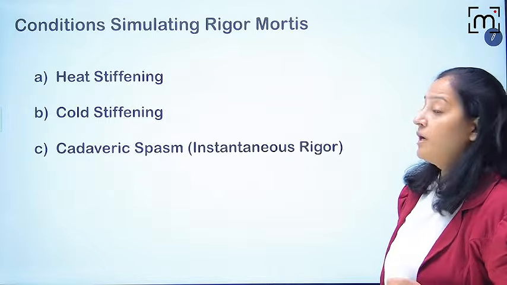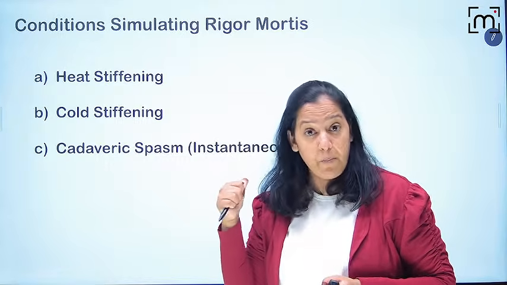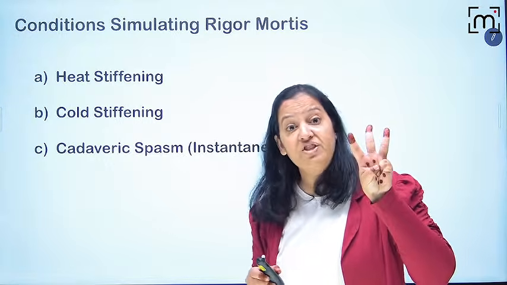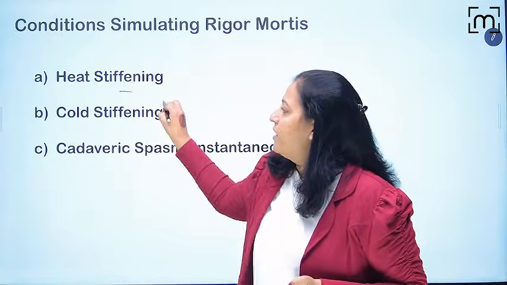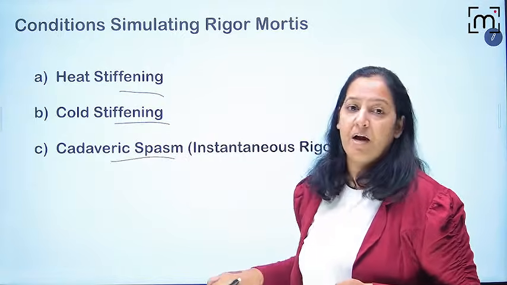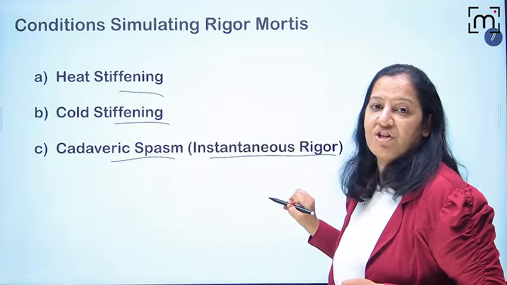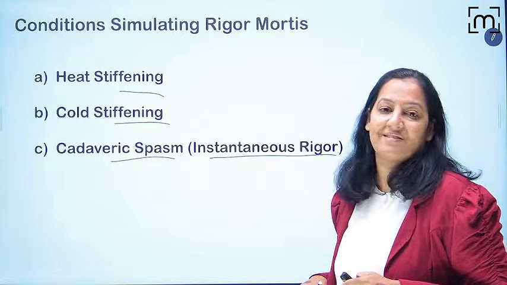Got it. Now the last thing, conditions simulating rigor mortis. It's a very important MCQ as well as university question. There are 3 conditions which simulate rigor mortis, but they are not rigor mortis: heat stiffening, cold stiffening, and cadaveric spasm. Among them, the most important is cadaveric spasm. This is instantaneous contraction after death, not after 1 hour. Rigor mortis develops after 1 hour. This one is instantaneous.